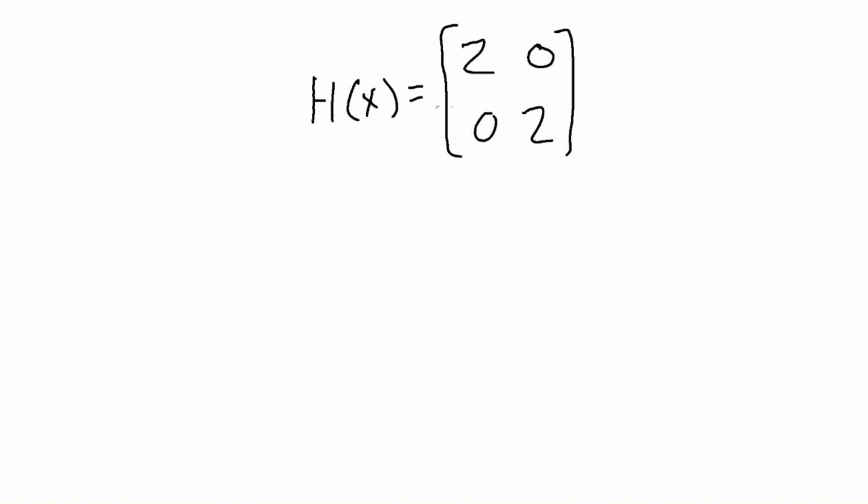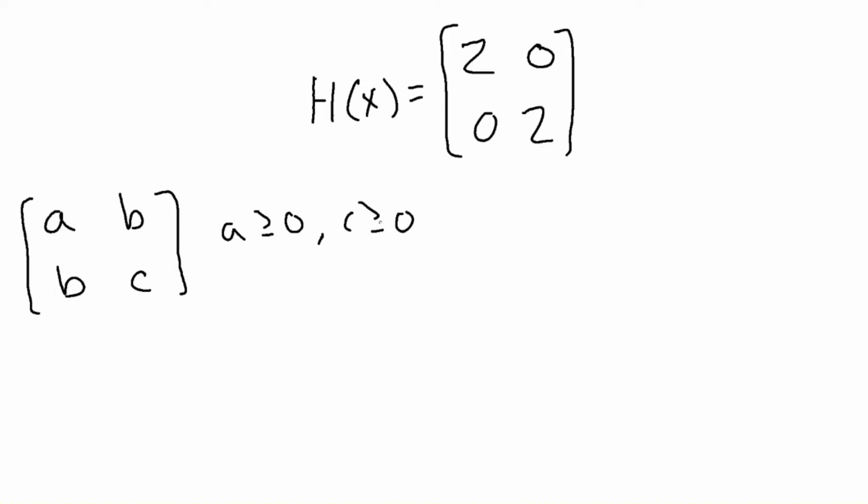Let's take the partial derivatives that we just computed and make the Hessian. It is a 2 by 2 symmetric matrix, 2, 0, 0, 2. Notice that x does not appear in here anywhere. It's just a matrix of constants. Recall that for a symmetric 2 by 2 matrix, A, B, B, C, the conditions for it being positive semi-definite are that A is non-negative, C is non-negative, and AC minus B squared is non-negative.